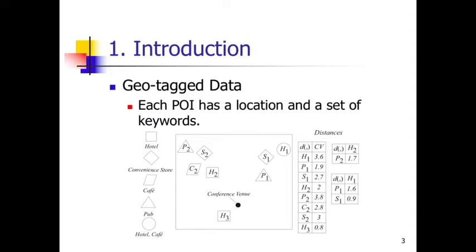There are 8 points of interest, and each square point of interest has the keyword hotel. Each diamond point of interest has the keyword convenience store, and each trapezoid point of interest has the keyword cafe. Each triangle point of interest has the keyword pub, and each round point of interest has the keywords hotel and cafe.